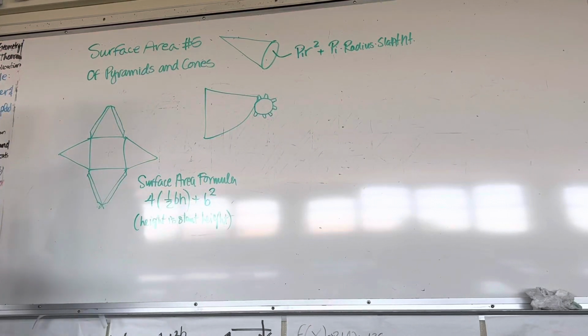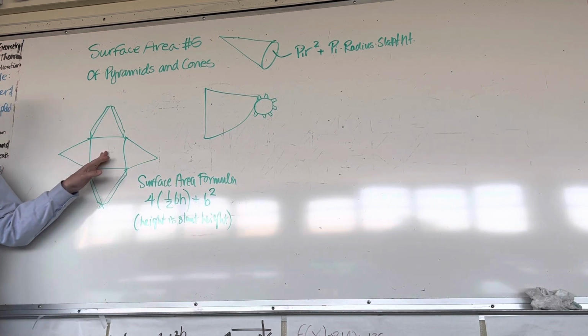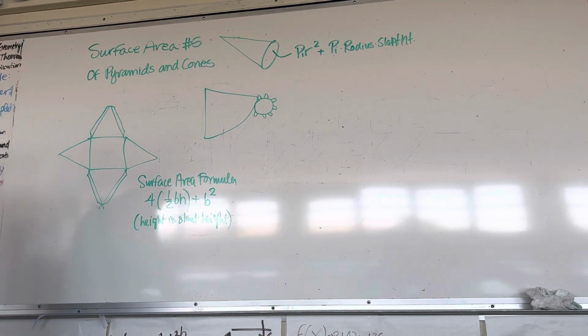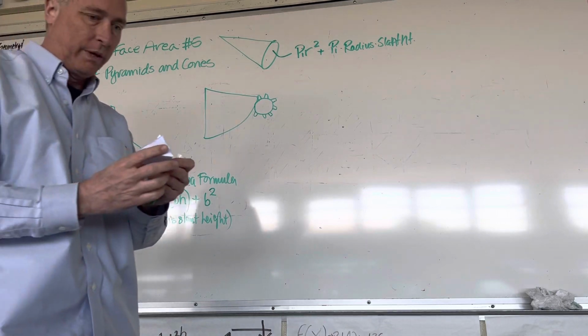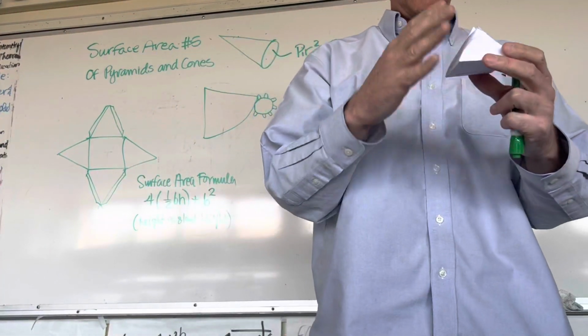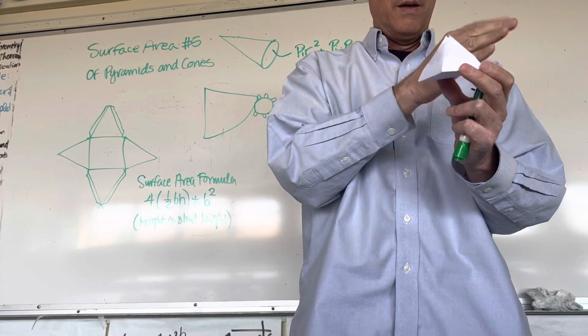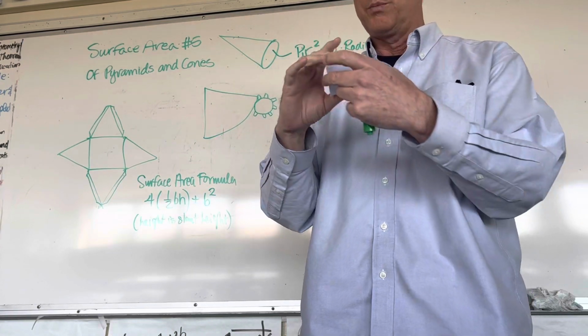All right, so surface area number 5, surface area of pyramids and cones. So here's a pyramid, right? And it's unfolded. By now you've done enough nets. Can you see a pyramid unfolded in your mind? Here, this is one of the best from last period, right? Think of this and then think of the sides undoing like a flower, right? And then each of these shapes becomes your surface area.